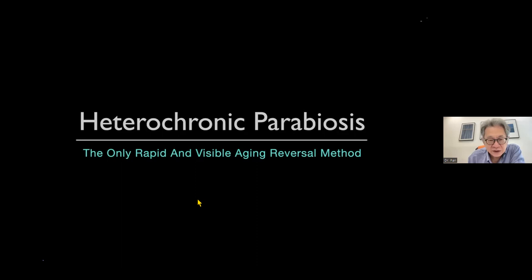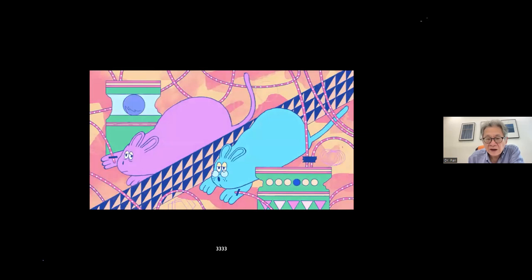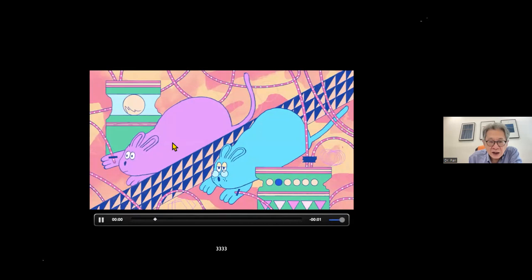What is different with heterochronic parabiosis is that you can see the animal macroscopically just become younger. So what happens is that two animals, after they are connected, just share the blood, because the organs of each animal remain inside the animal. So the only thing exchanged between the mice or rats is the blood.